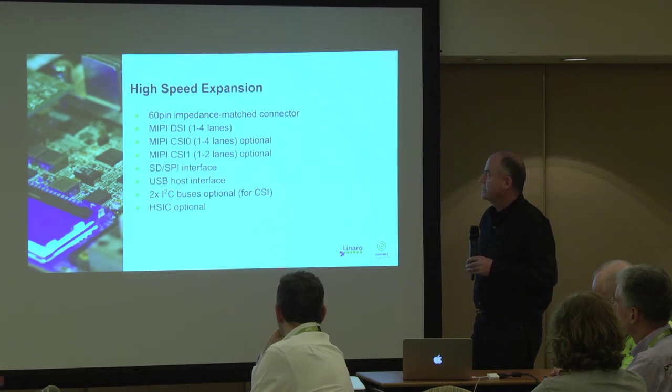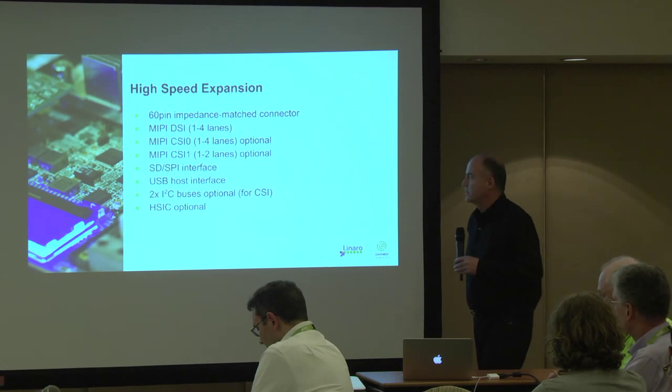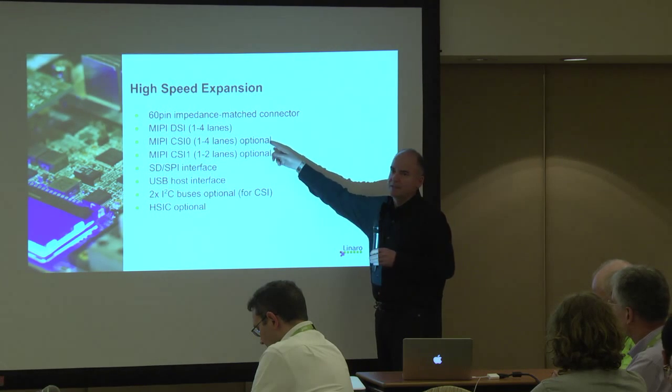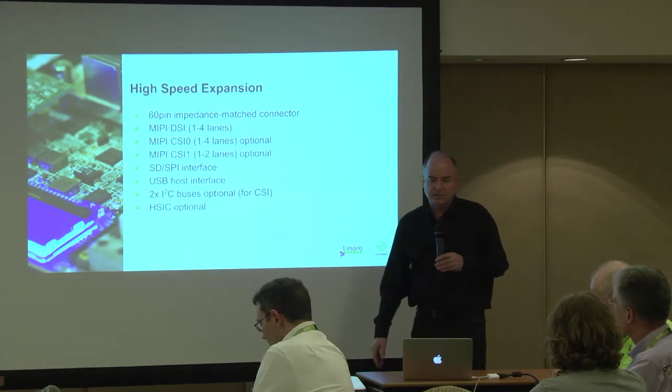There's another SD or SPI interface on the high-speed connector, and then a USB host interface which can be high-speed. And a couple of I2C buses are optional. If you have CSI, some cameras need a corresponding I2C. And then HSIC is also optional.